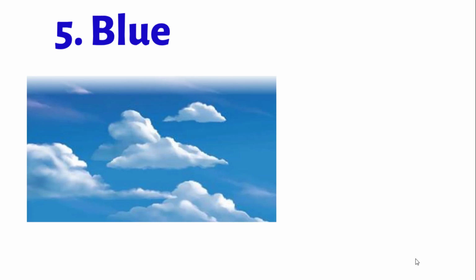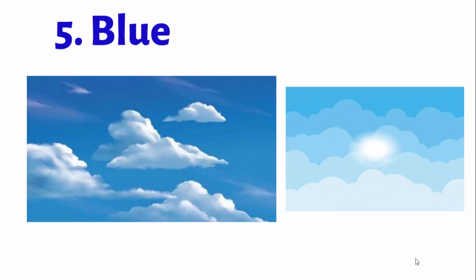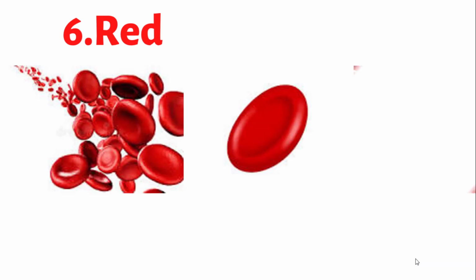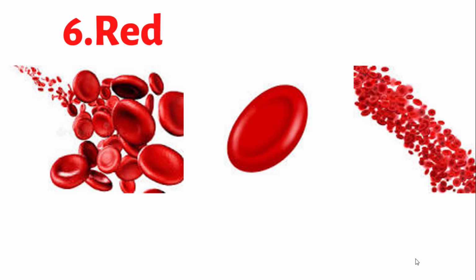Number 6, red color. Examples are red wine and red blood cell. Number 7, black color. Examples are charcoal and black hair.